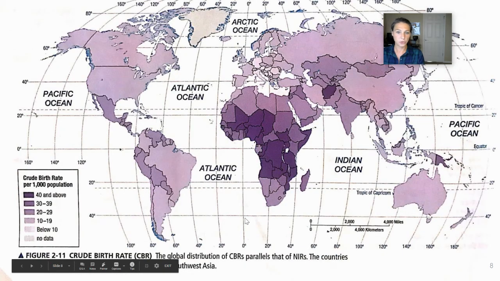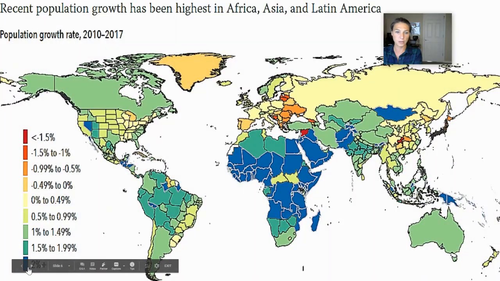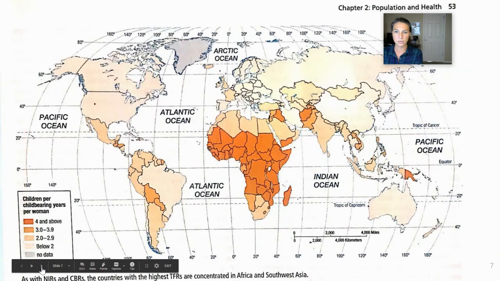And then this is crude birth rate. And again, I just want you guys to see total fertility rate, crude birth rate. There's a significant correlation between these three pieces of data. So where one is high, the other is high, all three are high, and so on and so forth. Okay. All right.